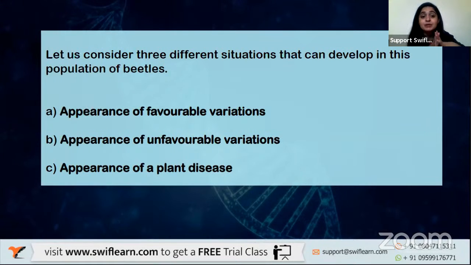Okay, then appearance of unfavorable variation. So what was the favorable variation? That the beetles were red, so all the beetles that will now be reproduced will be red in color. There was an unfavorable variation where the beetles, maybe by any kind of genetic change or adaptation, or maybe because of the variation, I would say, there was some other color of beetle that was reproduced, and the appearance of a plant disease.